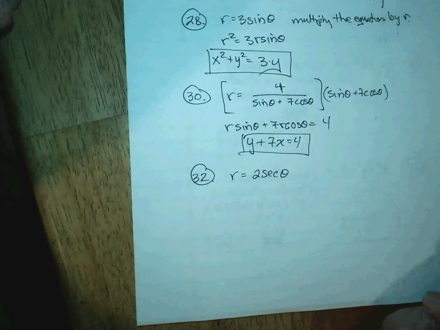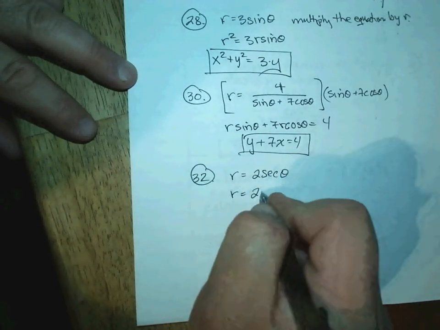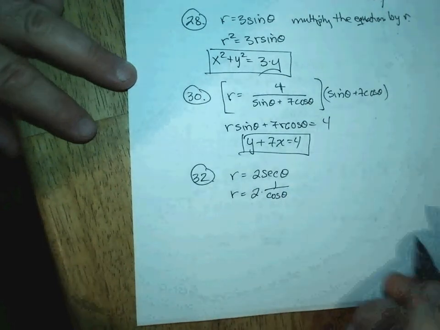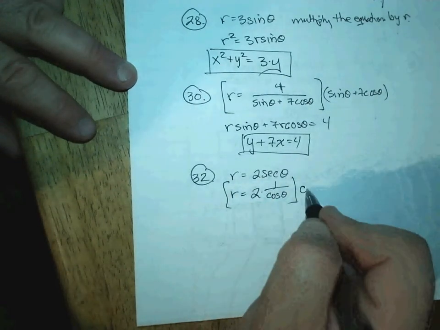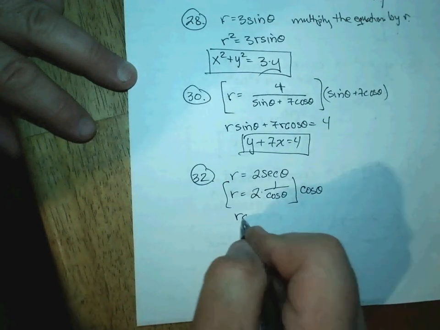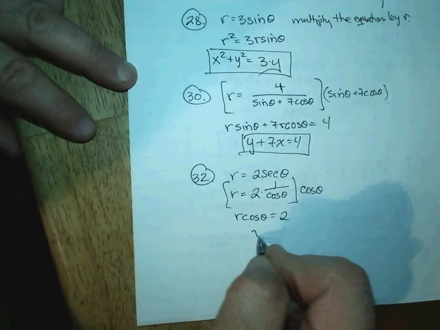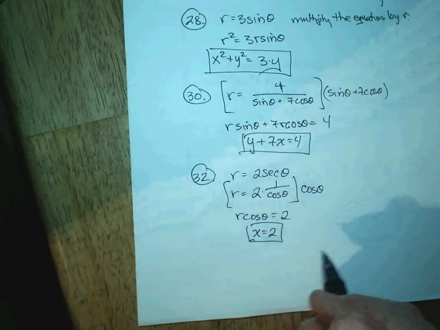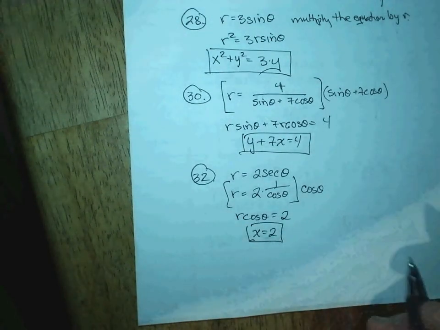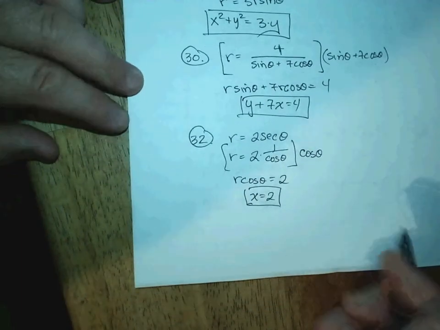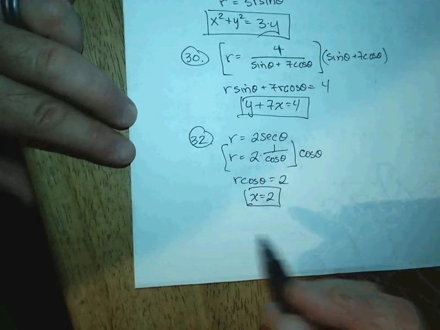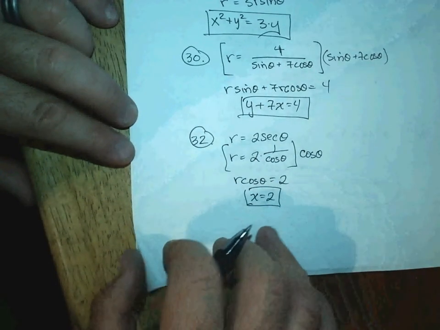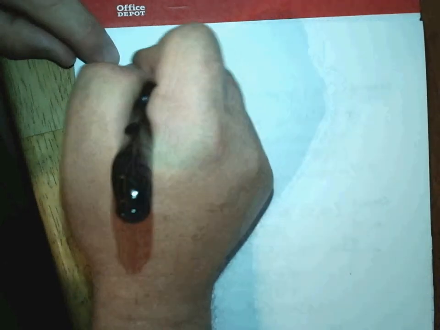In 32, we have r equals 2 sec theta. And we want to convert. Well, remember that secant is the reciprocal of cosine. And when I look at it this way, I realize, oh, if I just take that equation and multiply by cos theta, I'll clear this denominator, and r cos theta is x. So that's really just the line x equals 2. Very similar to that previous example we did, where we were converting from rectangular to polar, and we saw that the line x equals 3, written in polar, was more complicated. Right? All right, let's try number 34.